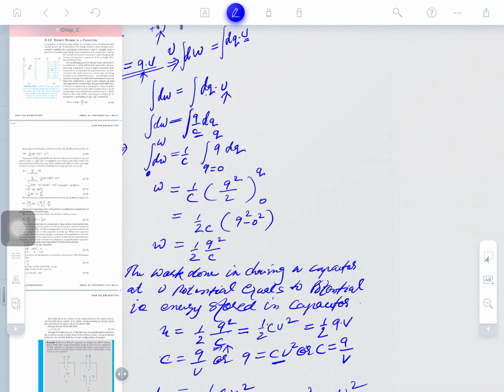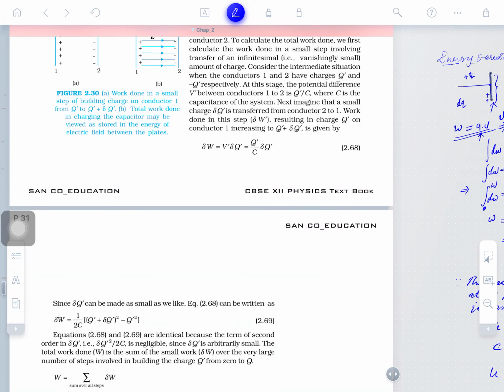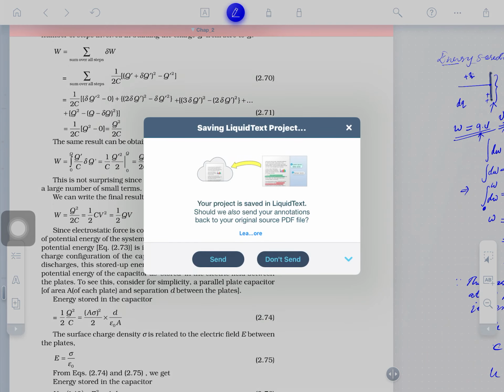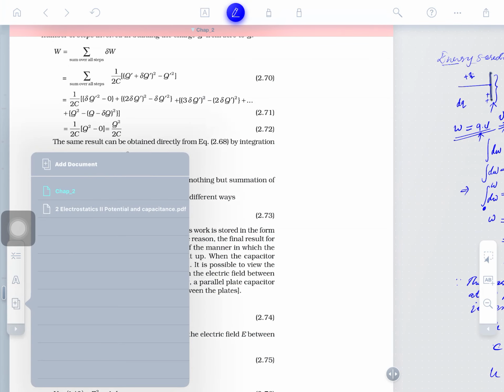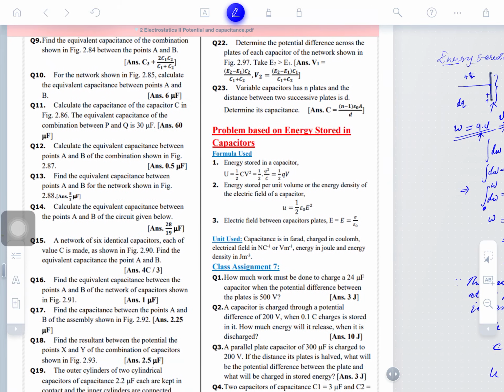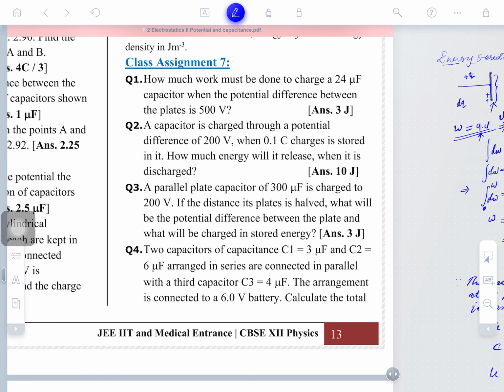Please note down this derivation. Is that clear, guys? Your assignment of the day in the numericals is, you may see, for the parallel plate capacitor, energy stored. There is this. Okay, first 4 questions you please solve.